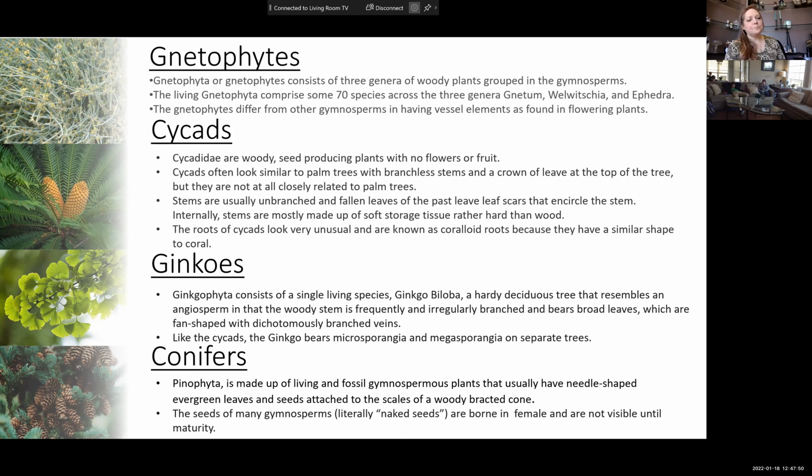So conifers make up what we call Pinophyta, like pine tree, right? And it's made up of living and fossil gymnospermous plants that usually have these needles. You can see them out there now. They're the ones that are still green, right?